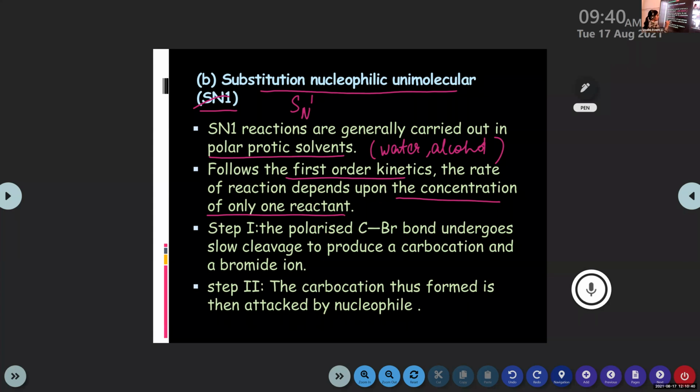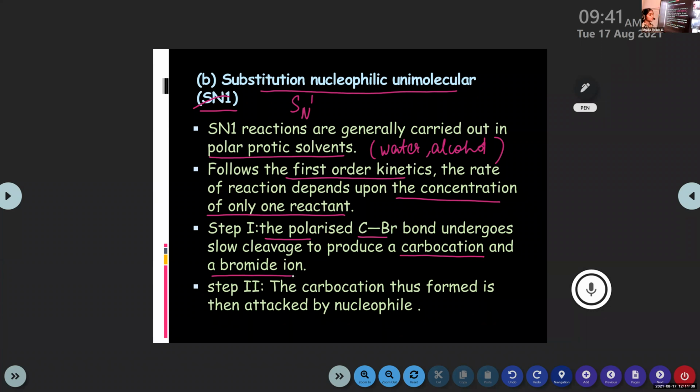Step 1: the polarized C-Br bond undergoes slow cleavage to produce a carbocation and a bromide ion. Polarized means in the presence of that protic solvent, it's always polarized. And there will be one bond between this halogen and carbon, that is the C-Br bond. It will undergo slow cleavage to produce a carbocation. I will show the example for this step 1. In the presence of polar protic solvents, the bond is always polarized. And in the case of this haloalkane, there will be one bond between carbon and bromine. Okay, so this C-Br bond undergoes slow cleavage.